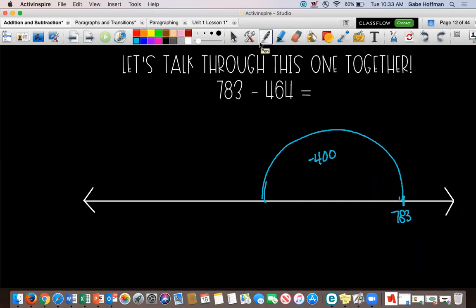Who can tell me what I'm going to have at that spot on my number line after I go back 400? CJ. 383. 383, right? It's going to be 300 because I had a 7 in the hundreds place. I took 4 hundreds away, so now I have a 3 in the hundreds place.